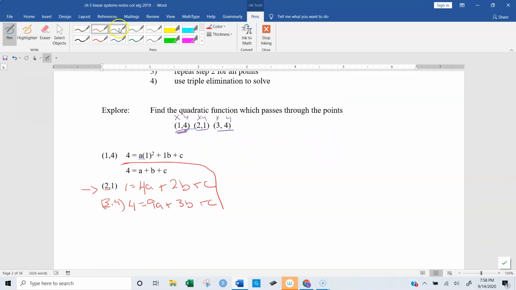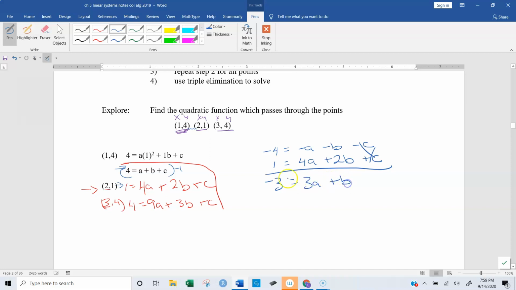So I'm going to take the first 2, these 2 right here, and I'm going to eliminate c. I'm going to multiply this one through by a -1. So I'm going to have -4 equals -a minus b minus c. I'm going to add that to 1 equals 4a plus 2b plus c. Add those together, and I've got -3 equals 3a plus b. Okay, that's putting these 2 equations together.